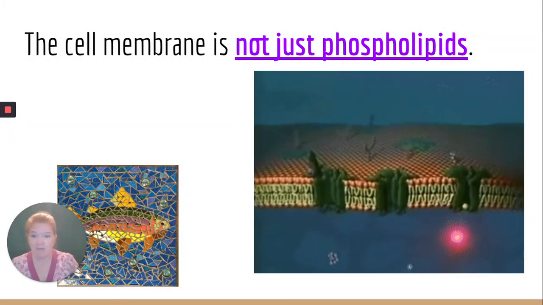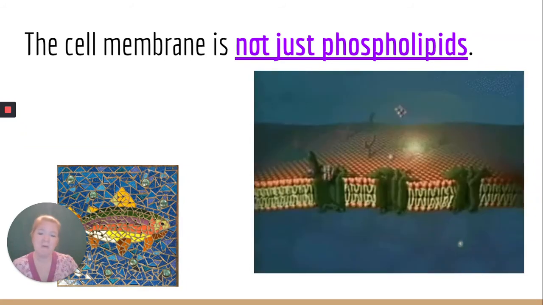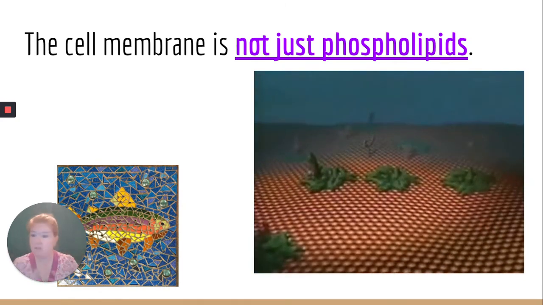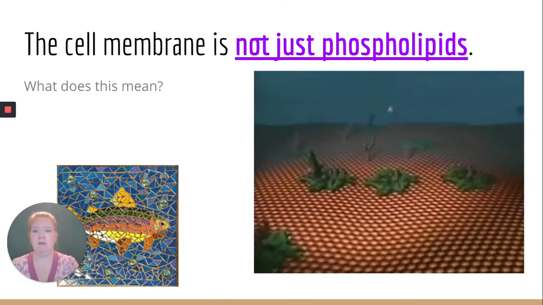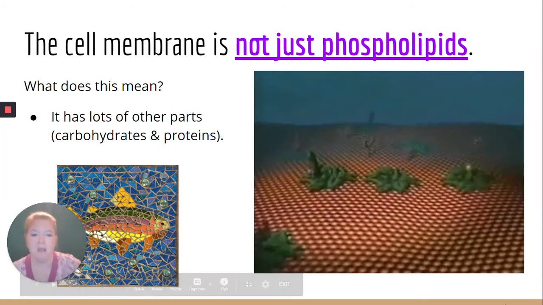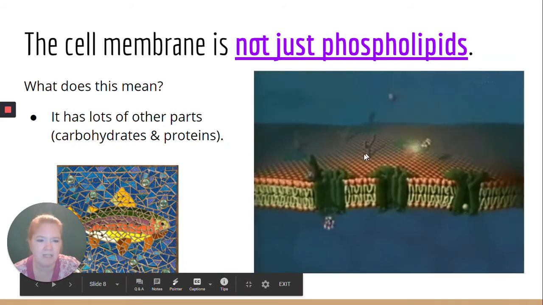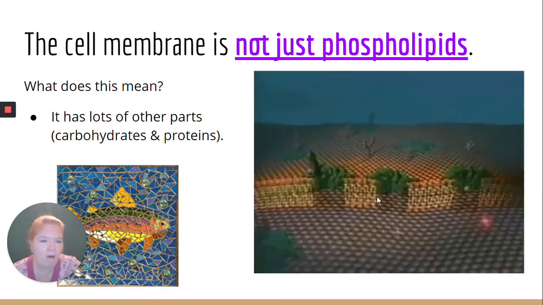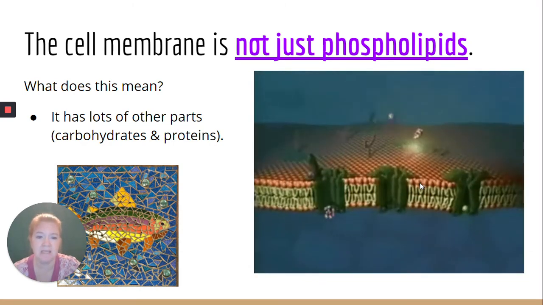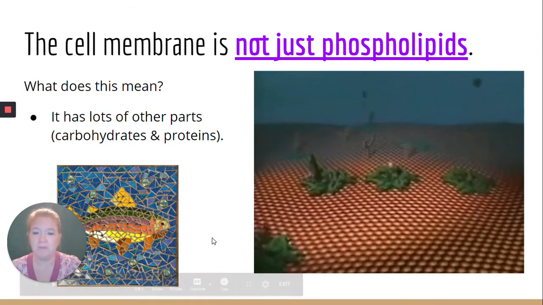But on top of all that, on top of being selectively permeable, controlling what gets in and what gets out, and being flexible and being a bilayer, it's not even just phospholipids. So what does that mean? It has lots of other parts. Look at this. It's these proteins and carbohydrates, all kinds of things stuck in different places in the cell membrane. In fact, because of that, the cell membrane is called the fluid mosaic.